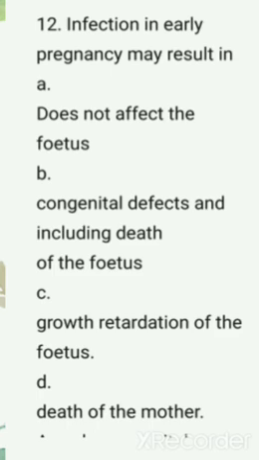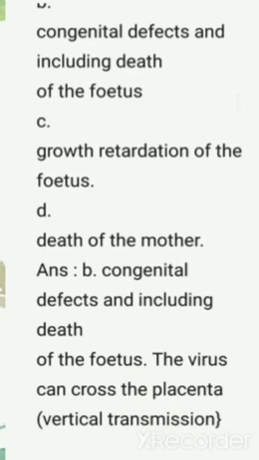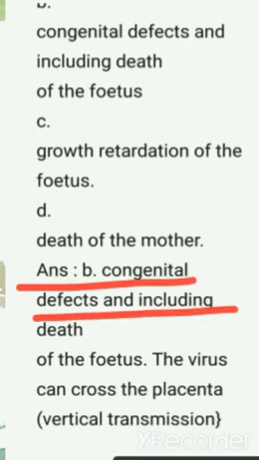We are discussing community health nursing previous questions. Next question: infection in early pregnancy may result in, options are: A. Does not affect the fetus. B. Congenital defects and including death of the fetus. C. Growth retardation of the fetus. D. Death of the mother. Correct answer: congenital defects and including death of the fetus.